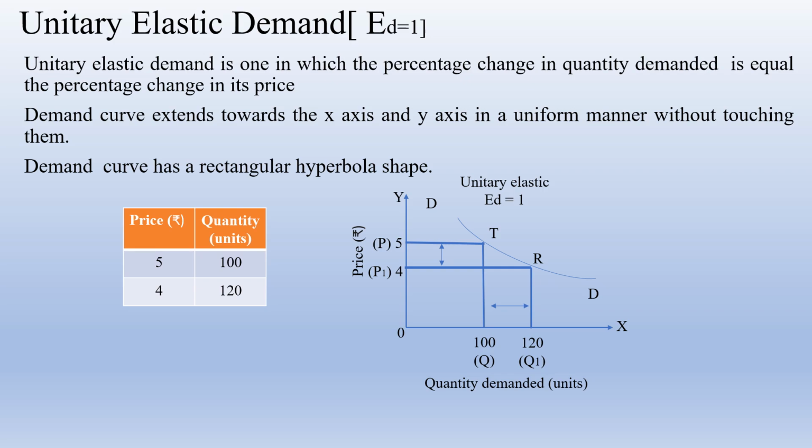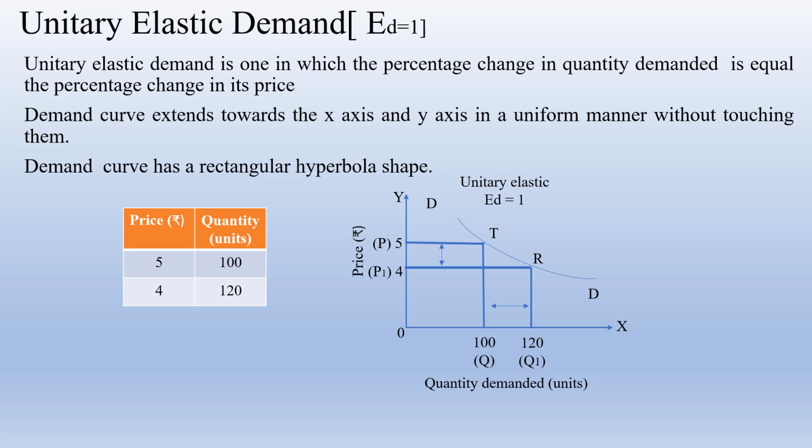Unitary elastic demand. Unitary elastic demand is one in which the percentage change in quantity demanded is equal to the percentage change in its price. Demand curve extends towards the x-axis and y-axis in a uniform manner without touching them. That means the demand curve is a rectangular hyperbola. In this case, a change in price affects the quantity demanded in an equal way.